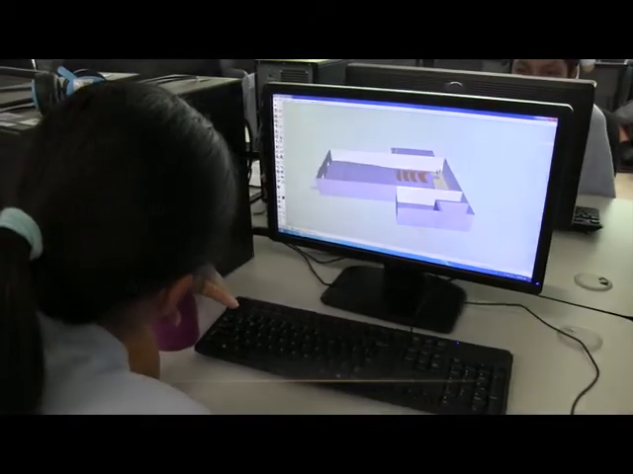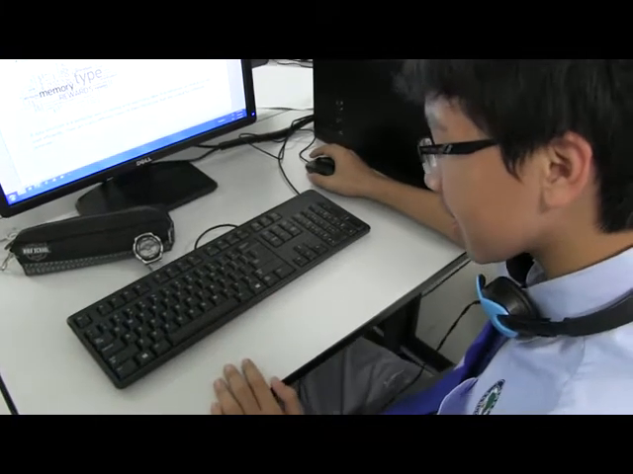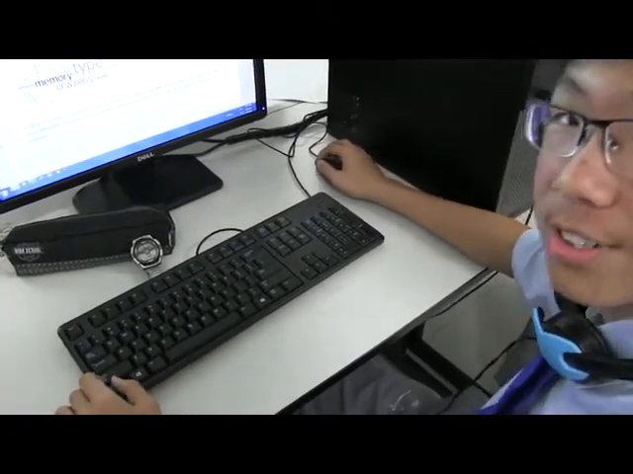Seeking information. I always build a collection of sources before attempting an assignment. I use the library and internet to research my projects. I know good information from bad information. I am responsible in citing resources that I use. I have to spend my time wisely. I have to use it efficiently with the best strategy.